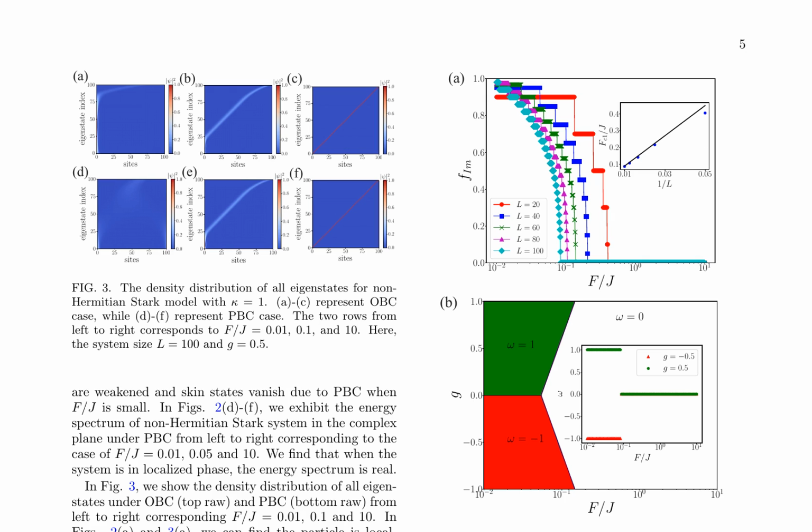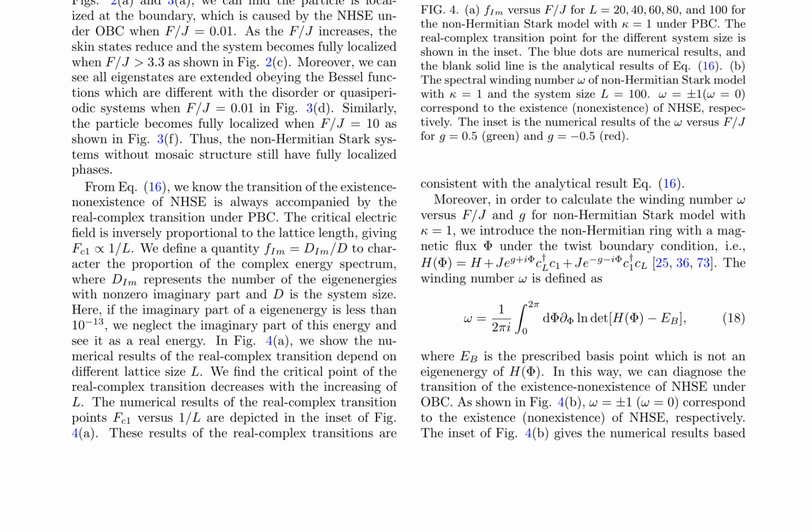Under PBC, the energy spectrum of the non-Hermitian-Stark system in the complex plane exhibits real energies when the system is in the localized phase. The critical electric field Fc1 is found to be inversely proportional to the lattice length L, scaling as 1/L. To quantify the proportion of complex eigenenergies, the authors define the quantity Fim equals dim/d, where dim represents the number of eigenenergies with a non-zero imaginary part and d is the system size.